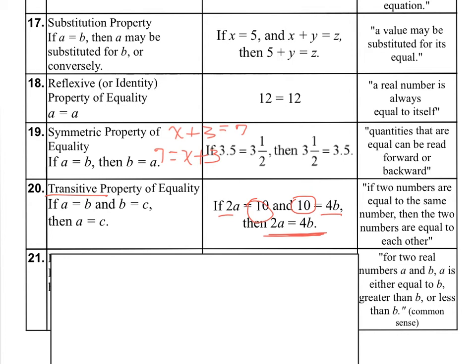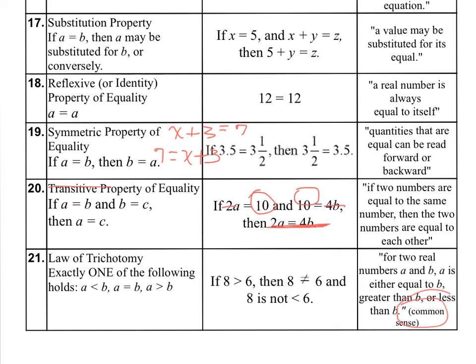This final property, number 21, doesn't normally come up in testing, but it's something that's kind of common sense, as you can see down here. For two real numbers, A and B, A is either equal to B, greater than B, or less than B. So there's only 3 options, which is why we're either going to be seeing equations or inequalities this year. So this last one is our law of trichotomy. So exactly one of the following has to be true. Either A is less than B, it's equal to B, or it's greater than B.